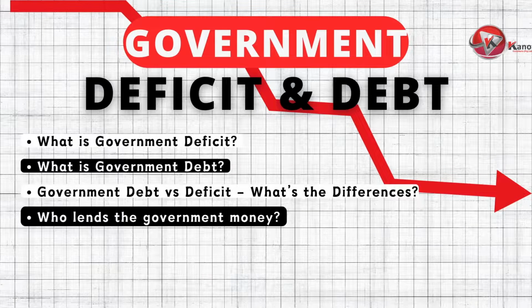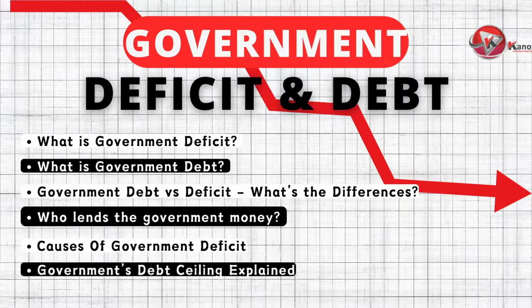We'll discuss why governments borrow money and from whom these funds are borrowed. We'll also cover the various causes of government deficit, as well as analyze how much is really too much debt for the government by explaining the concept of debt ceiling.